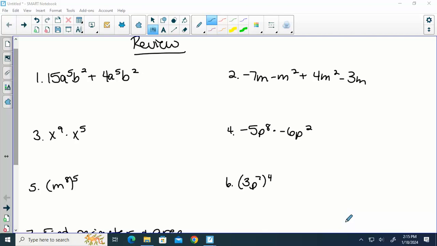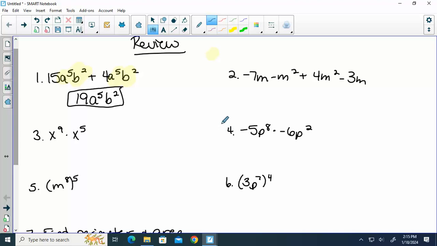Review of what your next quiz is going to look like. In order to add or subtract, what do we have to have? Like terms. So if you have like terms, that means if the variable parts are the same, then we can add or subtract just by combining the coefficients. So 15 plus 4 gives us 19, and we still have the a to the fifth b squared. The variable doesn't change when you add or subtract.